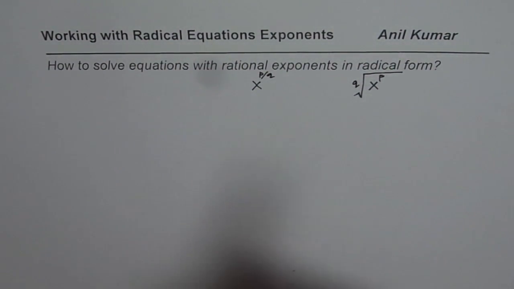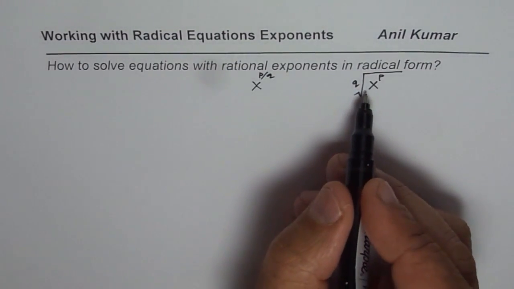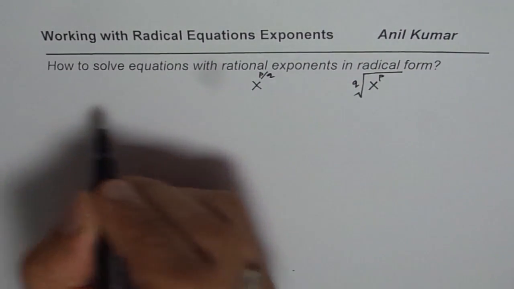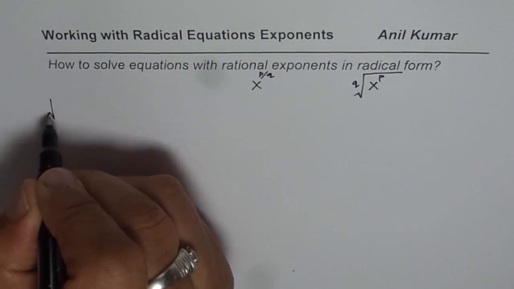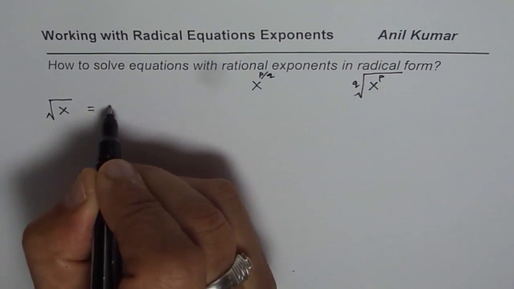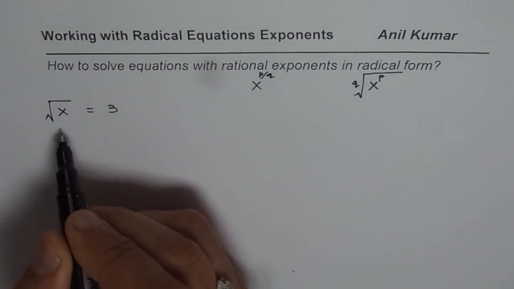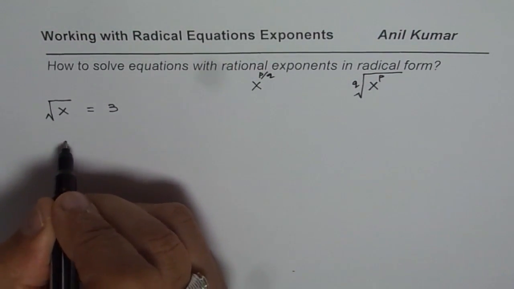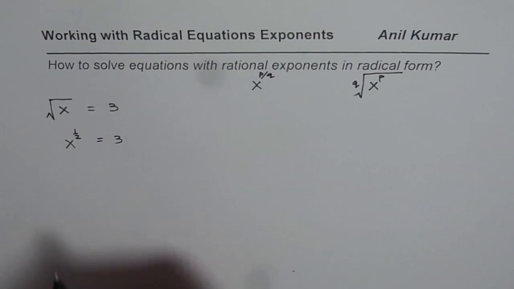Now let us see, when we have equations like this, how to solve them. Let's start with a very basic one, which is square root, where this is 1 and this is 2. So we write those equations with square root. If I have square root of x equals 3, how to solve such an equation? Well, square root is the power of half. Think like this, x to the power of half is equal to 3.